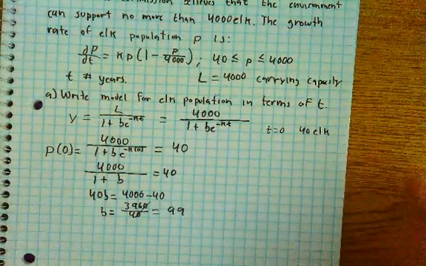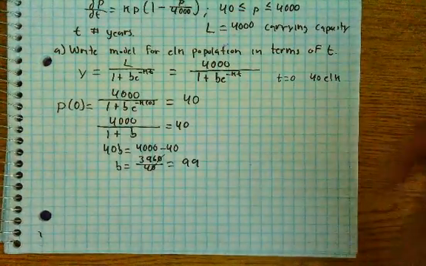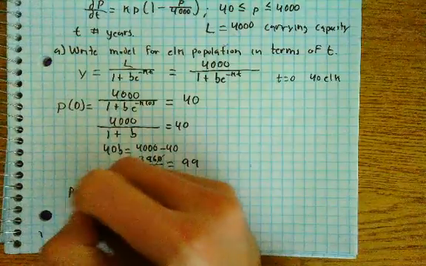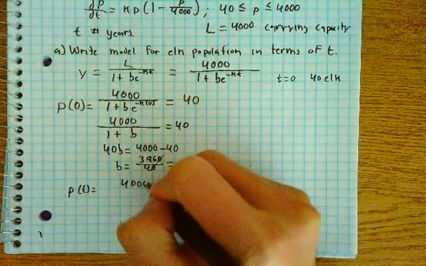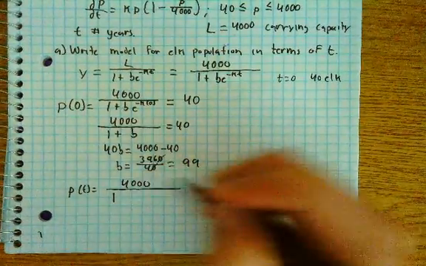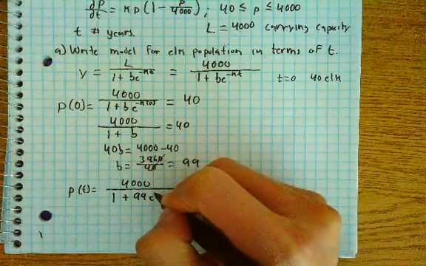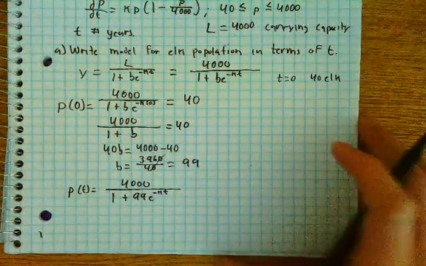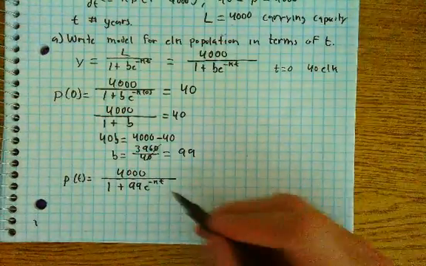Alright, so here's what we know so far. We now know that P of t is equal to 4,000 over 1 plus 99 e to the negative kt. Awesome. So we've made a lot of progress. The only thing that we have left to figure out is k.